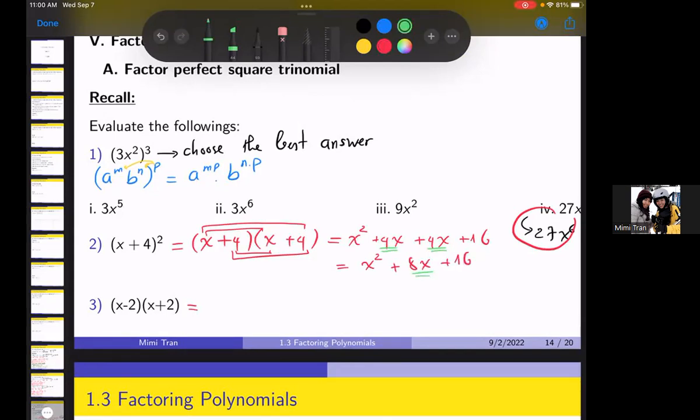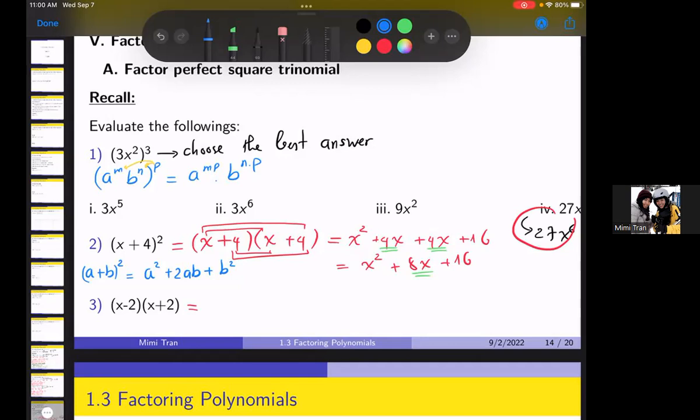There's another rule. Do you remember? A plus B squared, there's a special rule. It's A squared plus 2AB plus B squared. It makes sense, right? You always double the middle term. So A is x, B is 4, so 4x. So you double it, it's 8x.